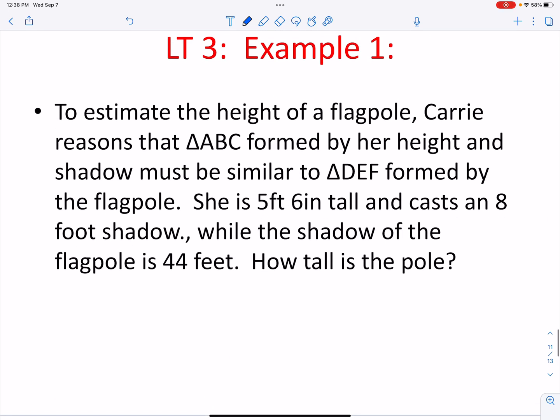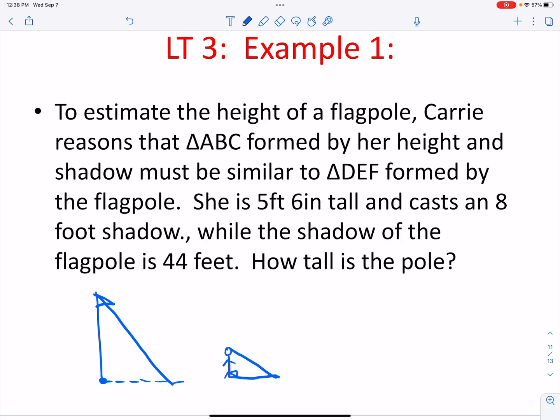All right, so on example 1, here's LT3. You're going to have to turn the page on this. To estimate the height of a flagpole, Carrie reasons that triangle ABC formed by her height and the shadow must be similar to DEF made by the flagpole. So I have the flagpole, and it makes a shadow and this height. And then I have Carrie, and she makes a shadow at this height.